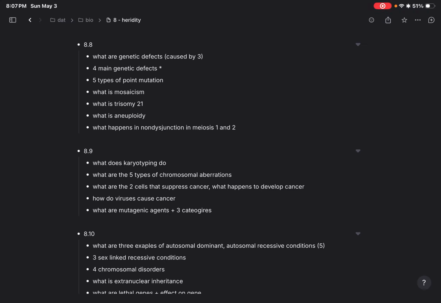So what does each one imply? Frameshift is when you insert or delete a nucleotide. That'll cause the entire code to be shifted to the right or to the left, so the codons get messed up. You could have a stop codon earlier and it'll make it a nonsense mutation or something like that. Okay, so now what's the other one?